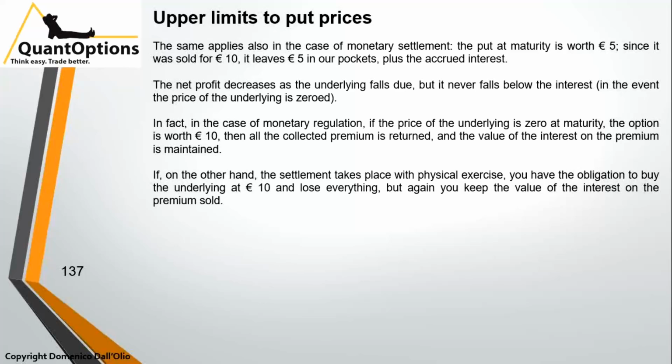In fact, in case of monetary settlement, if the price of the underlying is 0 at maturity, the option is worth 10, then all the collected premium is returned, and the value of the interest on the premium is maintained. If, on the other hand, the settlement takes place with physical exercise, you have the obligation to buy the underlying at 10 and you lose everything. But again, you keep the value of the interest on the premium sold.